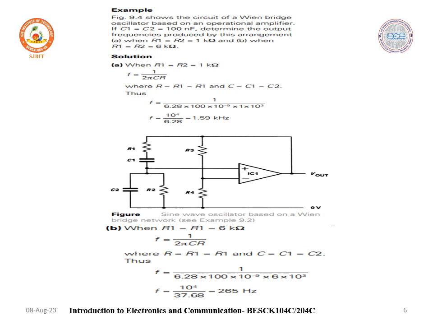So consider an example. A Wein bridge oscillator based on the operational amplifier. If the capacitor values C1 is equal to C2 is 100 nanofarad, determine the output frequency produced by this arrangement when the resistance values of R1 is equal to R2 is 1 kilo ohm and R1 is equal to R2 is 6 kilo ohm. For two different resistance values, we have to find the frequencies.